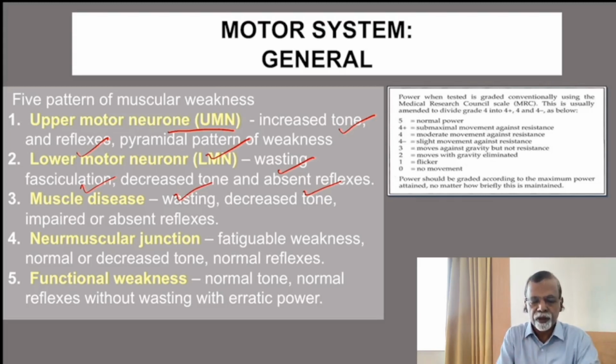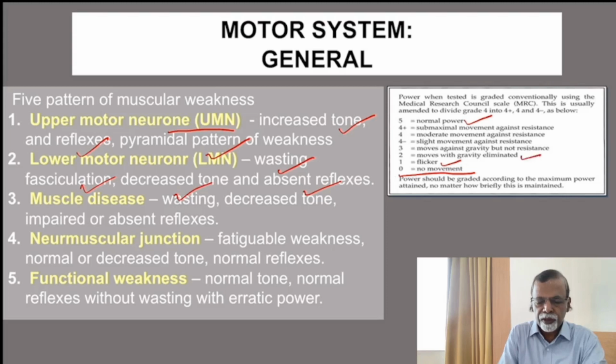All muscle weakness you grade on a scale. The normal power is grade 5. 4 is submaximal. So you can start with 0, which means no movement. 1 is a flickering movement. 2 is moves when gravity is eliminated. 3 is moves against gravity. So suppose a patient is able to flex his hand like this, it is grade 3 power. Gravity eliminated, that is this sort of movement, is grade 2. And grade 4 is slight movement against resistance.